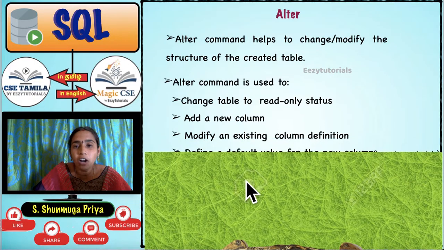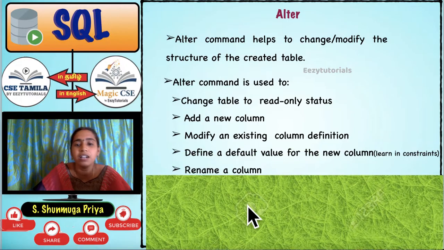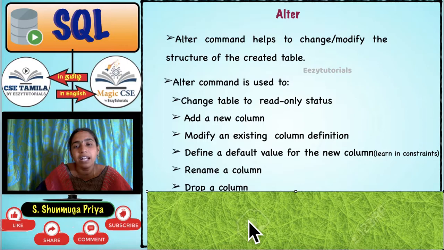If you want to modify the data type or size of an existing column, you can do it. Then you may want to rename the column, or rename the entire table. Both things you can do with the alter command. So these are the things you can do with the alter command. One more thing is you can set a default value for an entire column. This we will learn in constraints.